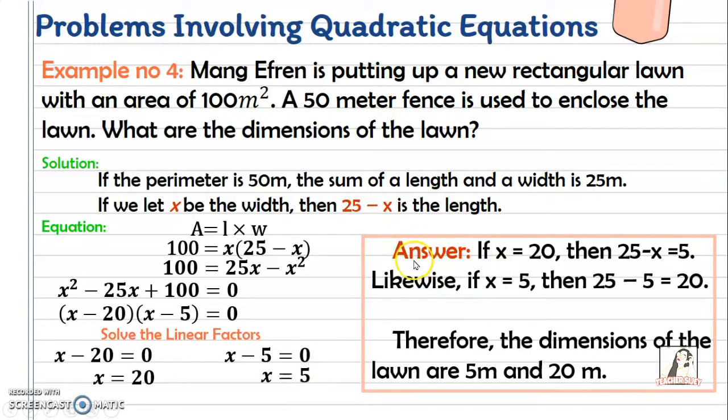So, our answer here is, if x equals 20, then 25 minus x equals 5. Kasi si x, papalitan natin ng 20 yan. Magiging 25 minus 20 equals 5. Likewise, if x equals 5, then 25 minus 5 equals 20. Therefore, the dimensions of the lot are 5 meters and 20 meters.